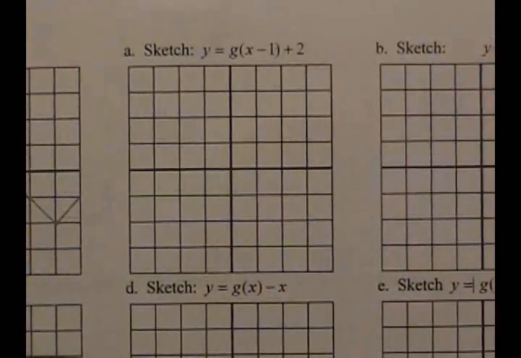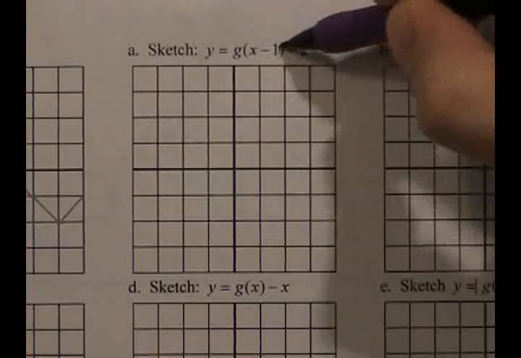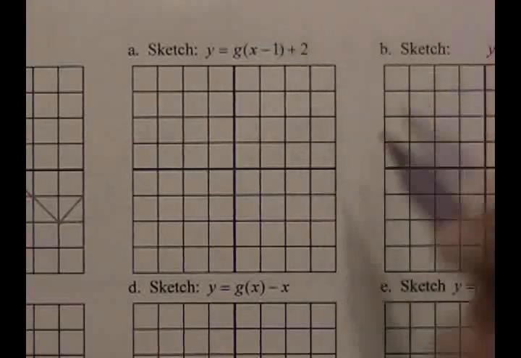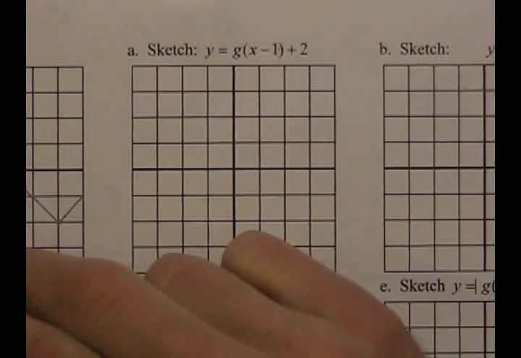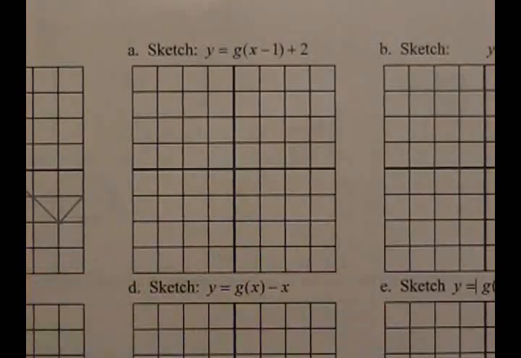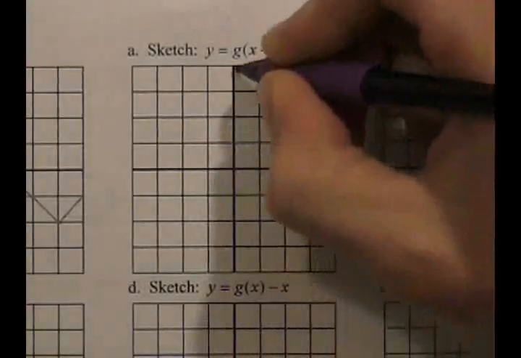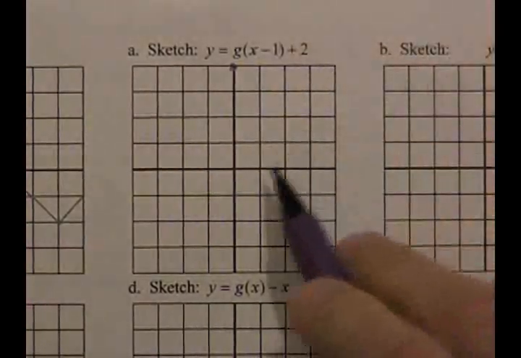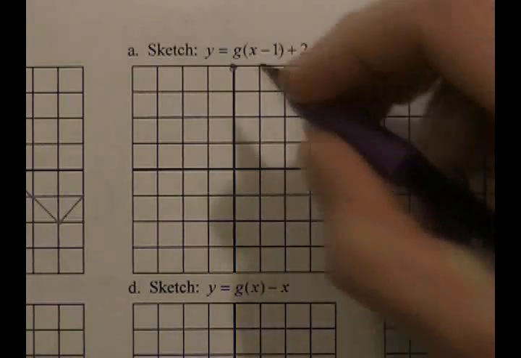So I'm going to start, I'll go with 0, say. Plug in 0. 0 minus 1 is minus 1. G of minus 1, again, you should have that chart handy because I'm going to be referring to it quickly. G of minus 1 is 2, and 2 plus 2 is 4. So 0 got sent to 4. And then I'll plug in 1. 1 minus 1 is 0. G of 0 is 1. 1 plus 2 is 3.